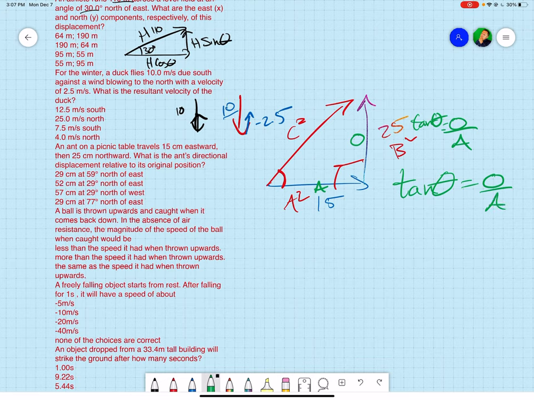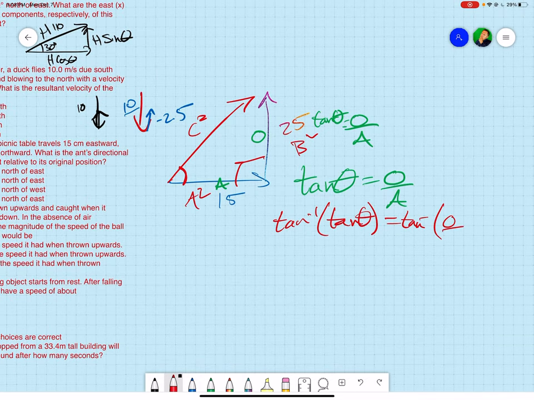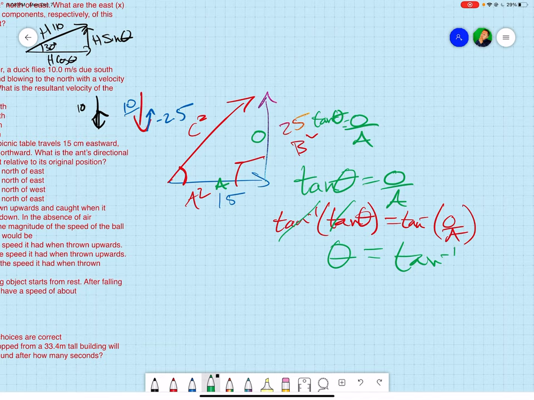You need to solve for the angle, which means you're going to do inverse tangent to that tangent to cross it out. And inverse tangent, you have to do it to both sides, to the opposite over adjacent. And notice how these cancel out now. You get theta by itself, which means the angle is equal to inverse tangent of opposite over adjacent.